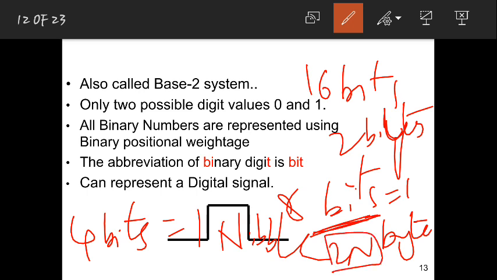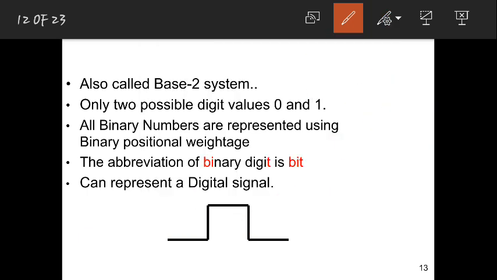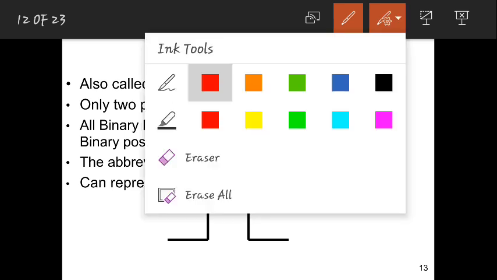So overall you need to know: if you have only 0, that means it is a single bit. If you have 8 bits together, that is called 1 byte. 16 bits will be equal to 2 bytes, and if you have only 4 bits, that will form 1 nibble. 8 bits can also be called 1 byte or 2 nibbles. Is that fine?